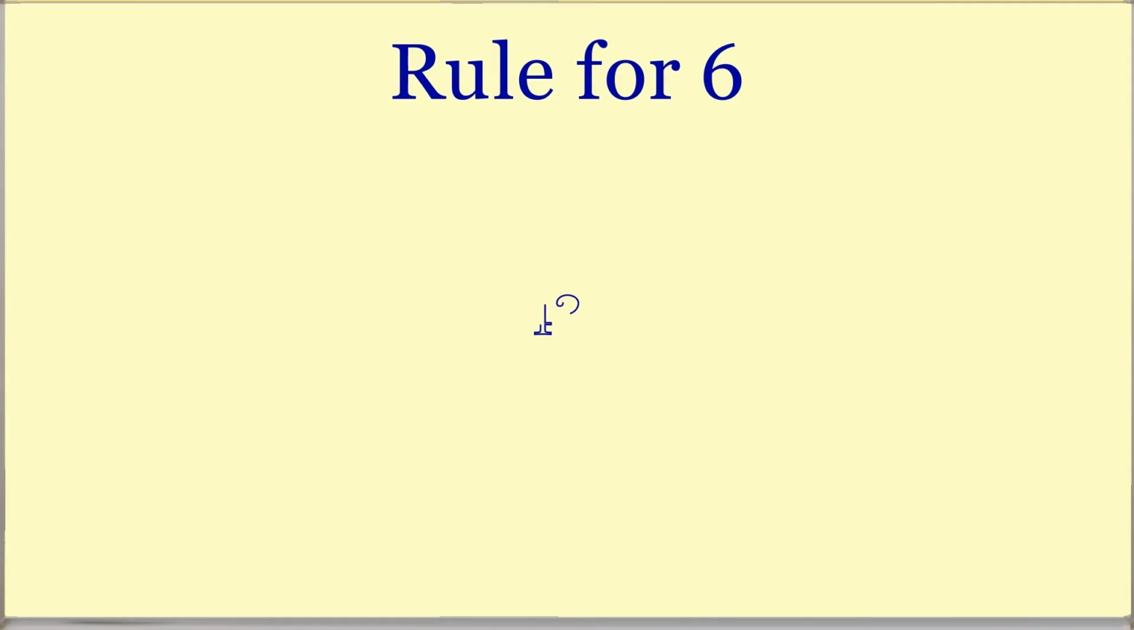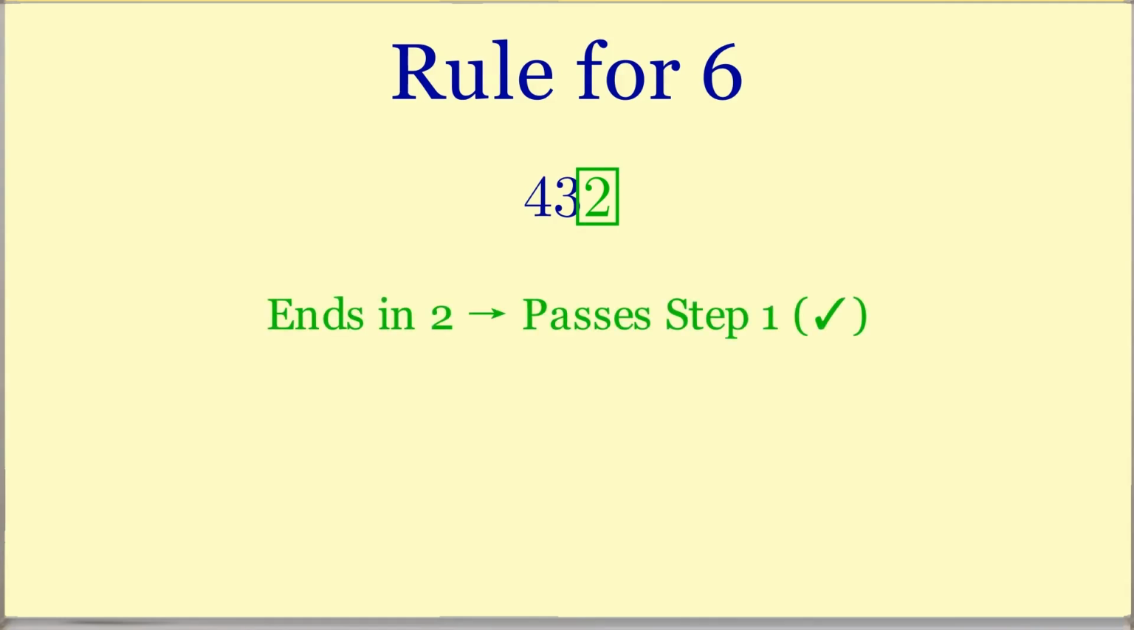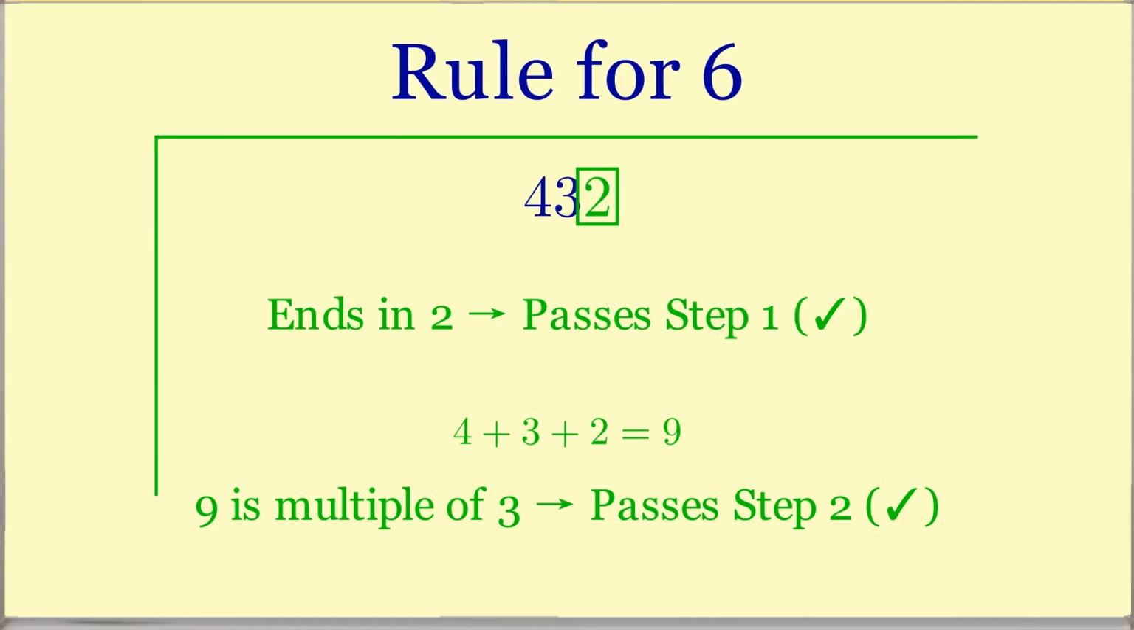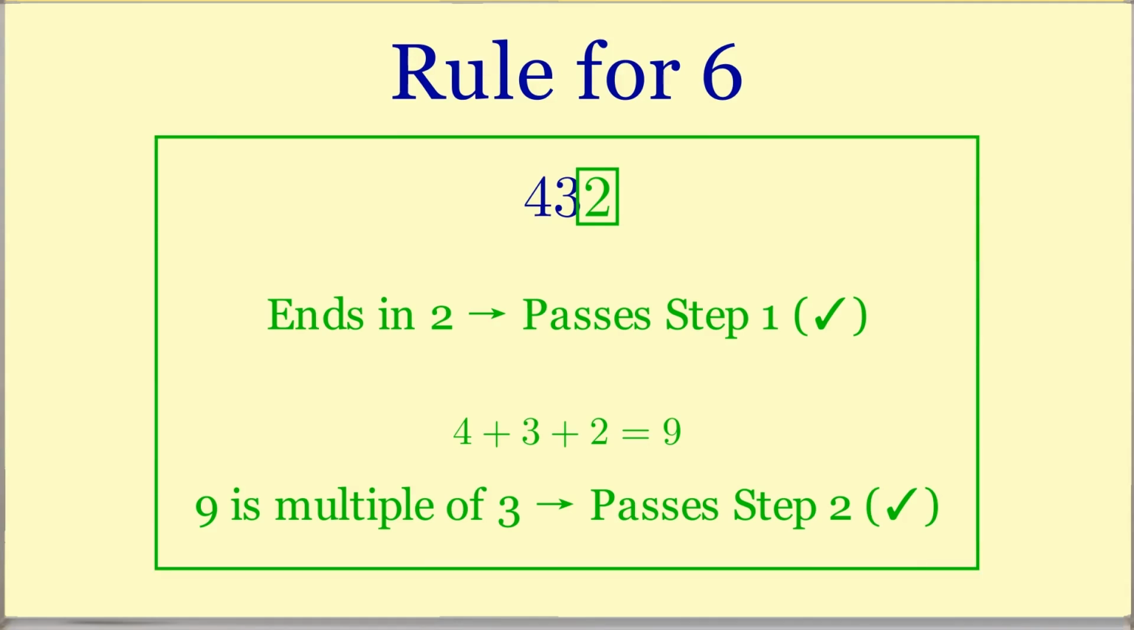Let us test an example for 6 to see this in action. Take the number 432. First, we check if it is even by looking at the last digit, which is a 2. Since 2 is in our winning club for 2, it passes the first test. Next, we add up all its digits. 4 plus 3 plus 2 equals 9. Since 9 is a clean multiple of 3, it passes the second test. Because 432 passes both tests without fail, it is officially divisible by 6.